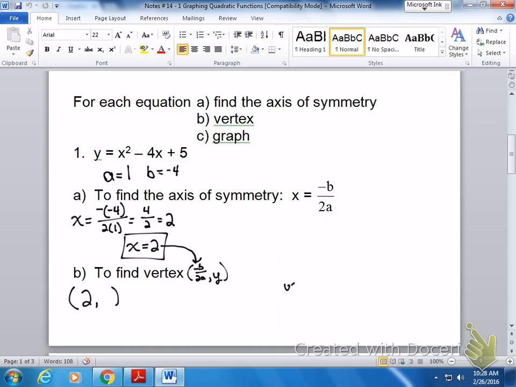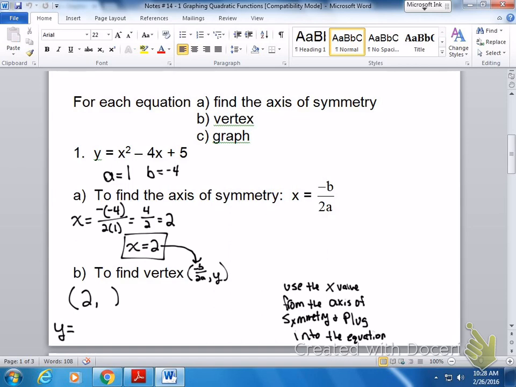So on the vertex, you're going to use the x value from the axis of symmetry, and you're going to plug it back into the equation. So half the work's done for us once we find the axis of symmetry. The other half is just plug it into the equation.